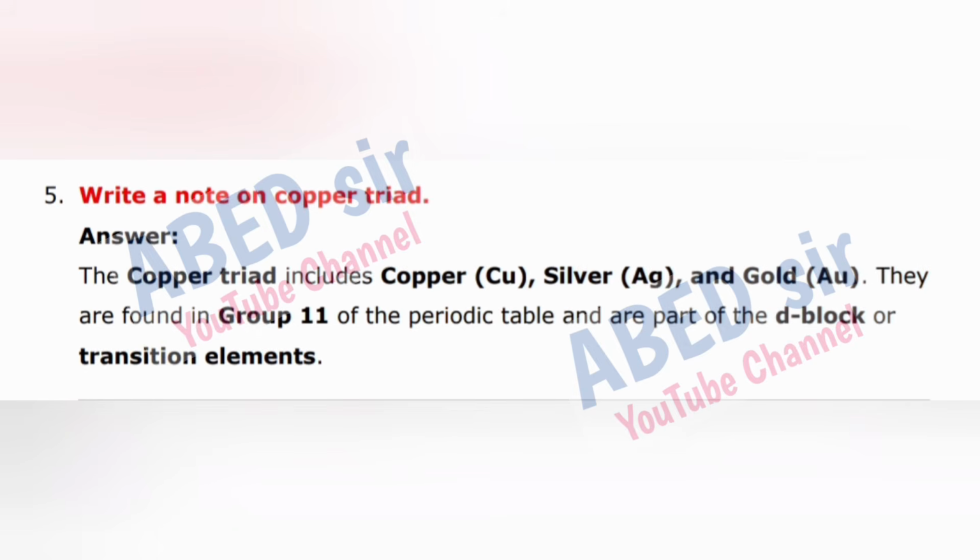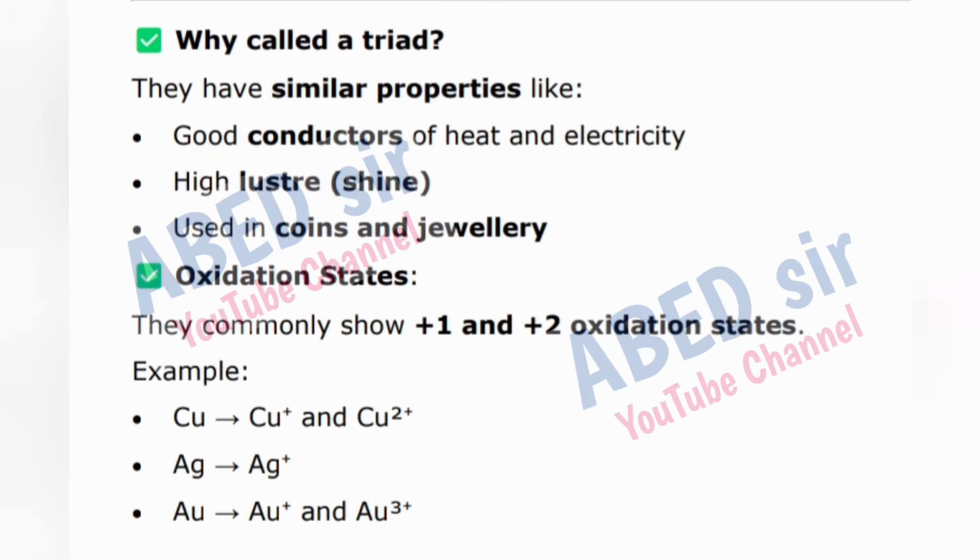Answer. The copper triad includes copper, Cu, silver, Ag, and gold, Au. They are found in group 11 of the periodic table and are part of the d-block or transition elements. Why called a triad? They have similar properties like good conductors of heat and electricity, high luster, shine, used in coins and jewelry.